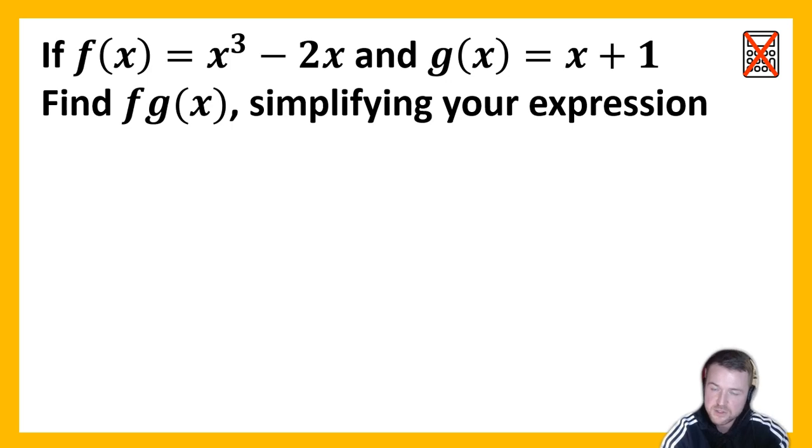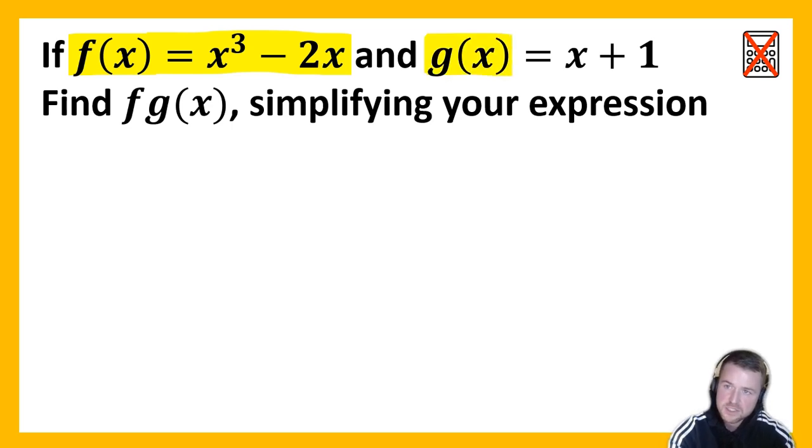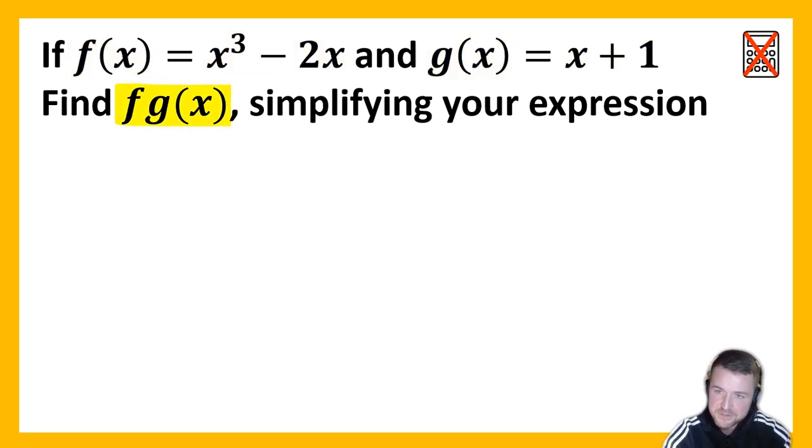On to the intermediate question with an increase in difficulty. If f of x equals x cubed minus 2x and g of x is equal to x plus 1, find f(g) of x, simplifying our expression.